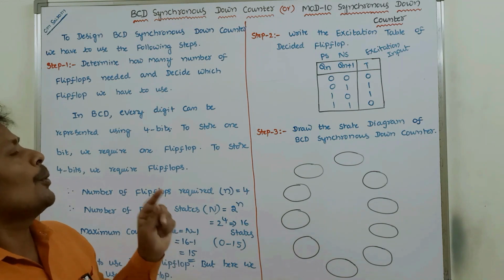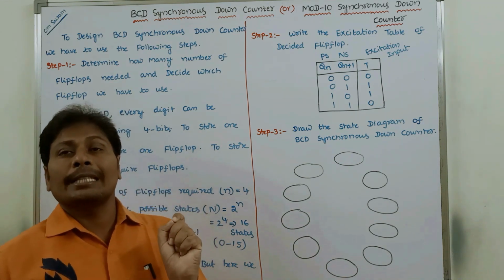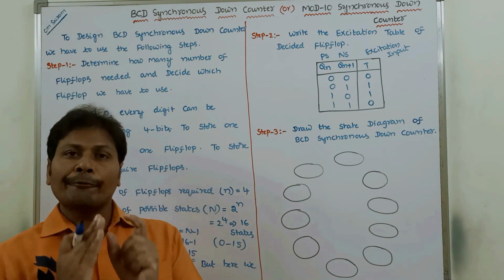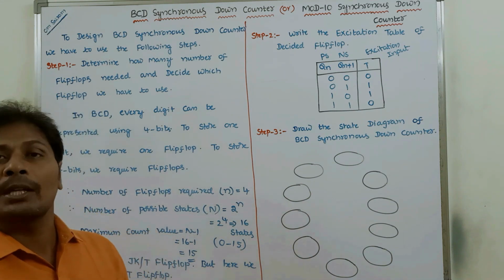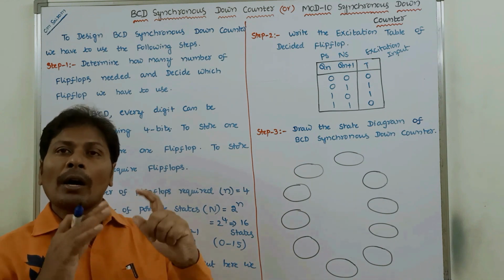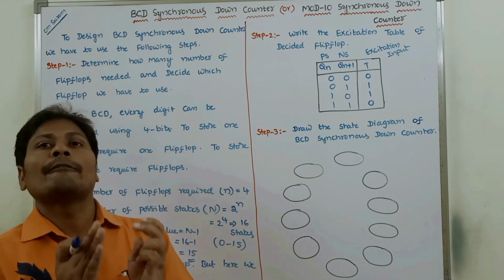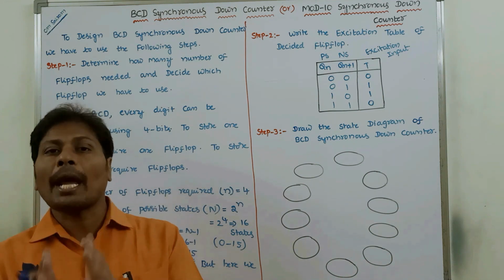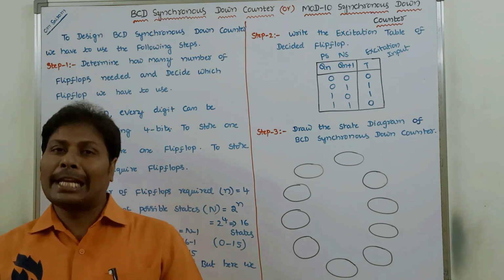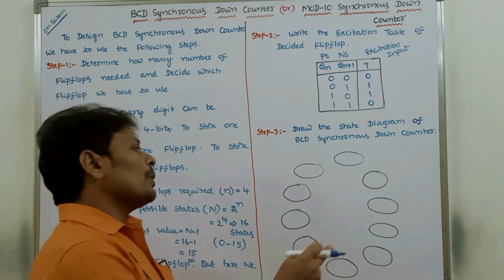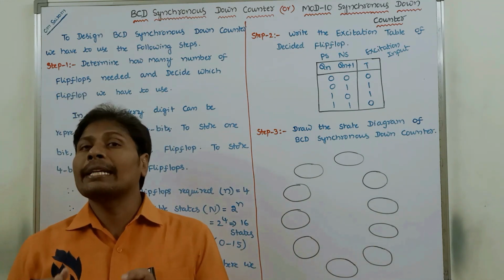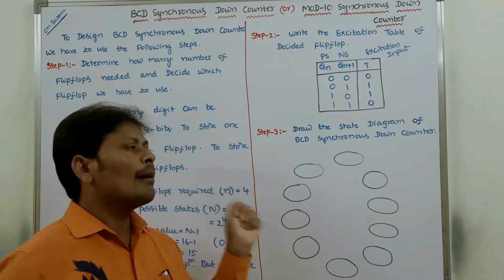Okay, so in BCD, each and every digit can be represented using 4 bits. With 4 bits, how many possible combinations are we getting? 16 possible combinations. Among the 16 possible combinations, the first 10, that means 0 to 9, are valid states and 10 to 15 are invalid states. So only valid states are present in the state diagram. Invalid states are not shown in the state diagram.